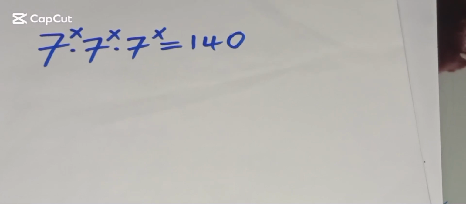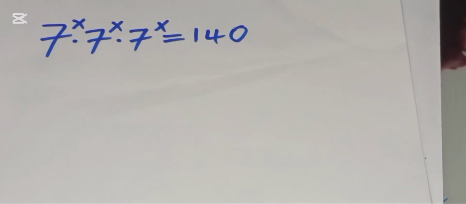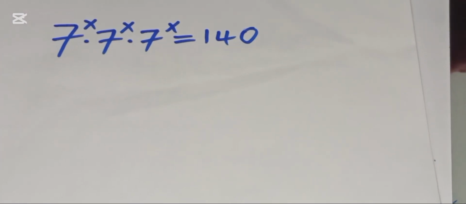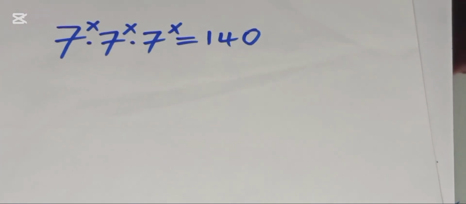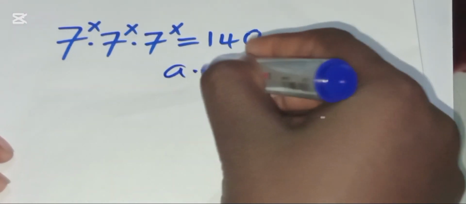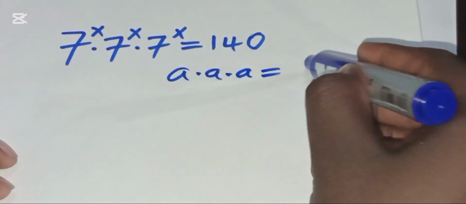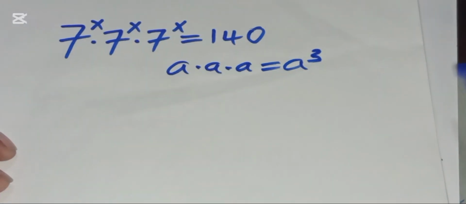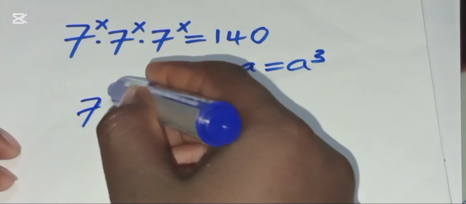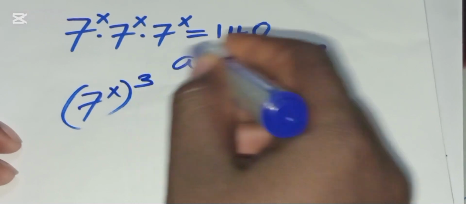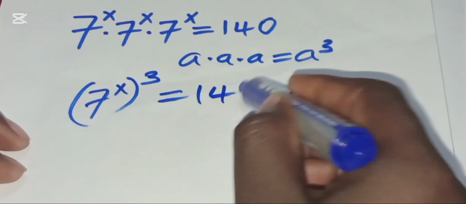Hello YouTube family, let's find a solution to this nice exponential equation, which is 7 raised to the power x multiplied by 7 raised to the power x multiplied by 7 raised to the power x, equal to 140. As you can see, this is in the form of a times a times a, which is a cubed. We can express this as 7 raised to the power x, all raised to the power 3. This is equal to 140.